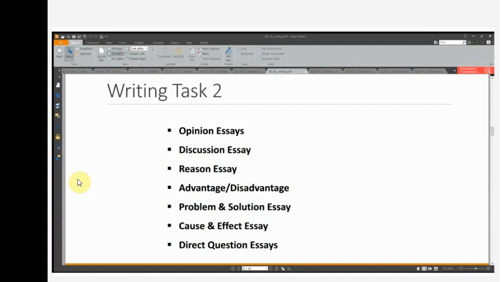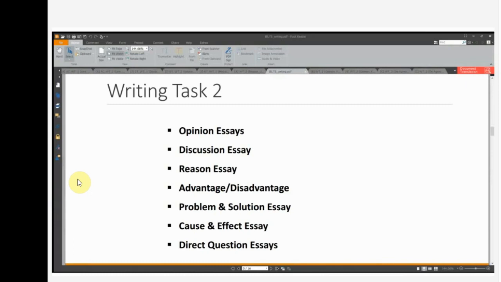And then you might get a very direct question where you will be asked questions and you just have to give answers on what you think about that. So these are the very different types of task two question that you might face in your test.